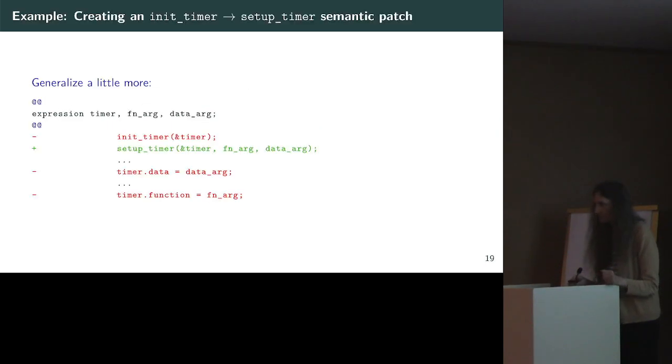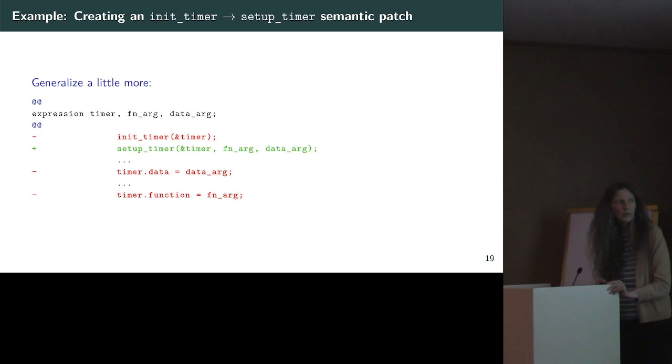Yeah, so this example moves the use of function arg and data arg up over some elided code. And so what if data arg and function arg are computed by the elided code? Isn't this transformation incorrect?